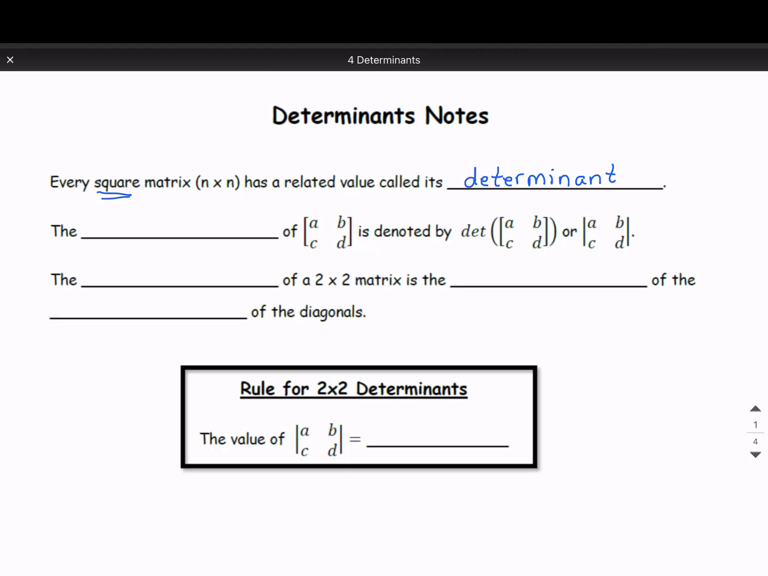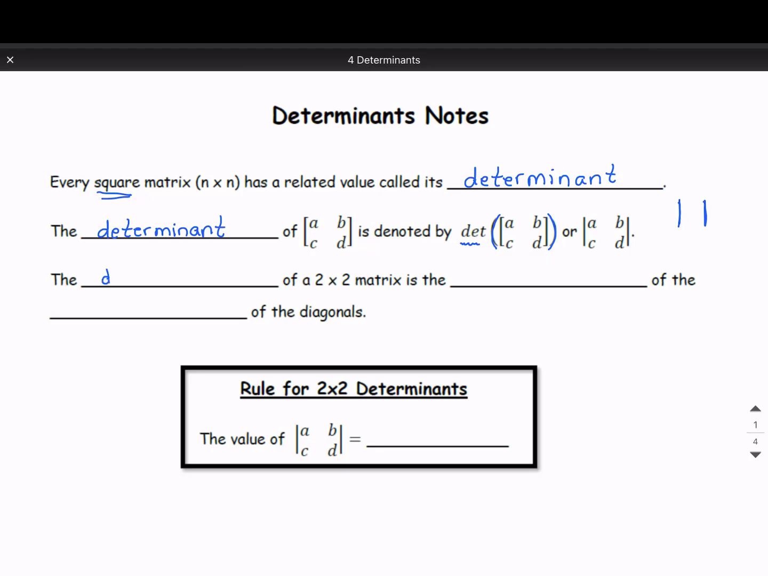Now, the determinant of a matrix is denoted by the three letters DET with parentheses around the matrix, or these straight up and down lines. They kind of look like the absolute value, so they're not square brackets. They change the square brackets to the absolute values symbol type thing, okay? That would mean find the value of the determinant. Now, how do we find that?